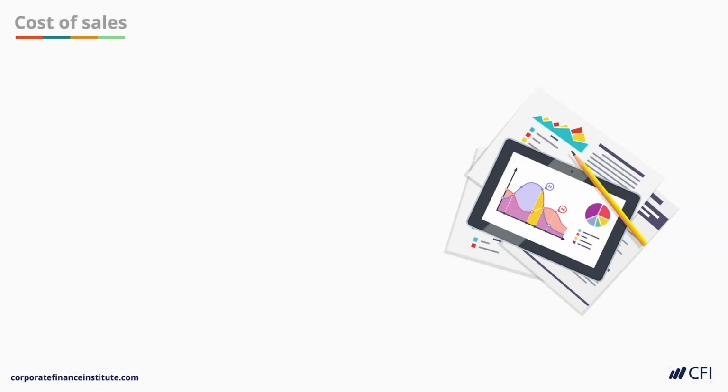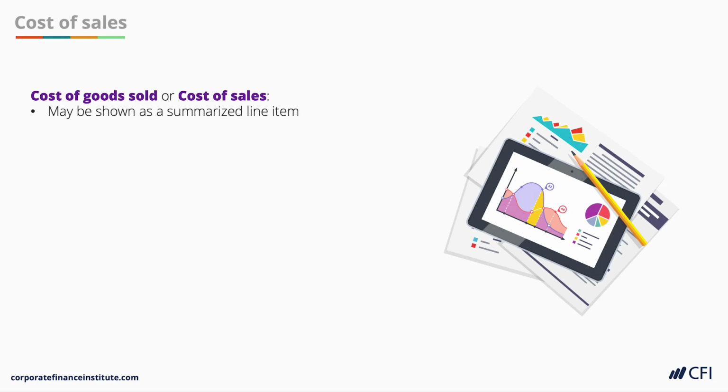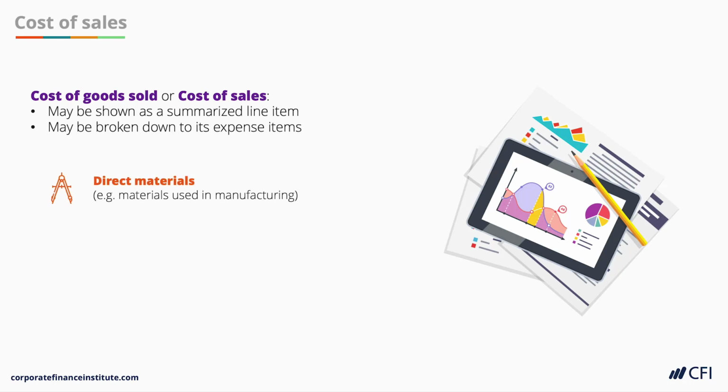Directly below revenue, we will usually find cost of goods sold. Cost of goods sold may also be referred to as cost of sales, which is the description normally given in a service-based industry. For our purposes, we'll stay with the description cost of sales. Cost of sales may be shown as a summarized line item, or it may be broken down into its individual components to arrive at a subtotal. Those individual components are the expense items directly related to the production of the good or service. For example, in order to manufacture a good for sale, there will be the cost of the raw materials, as well as the production costs to turn the item into a finished good.